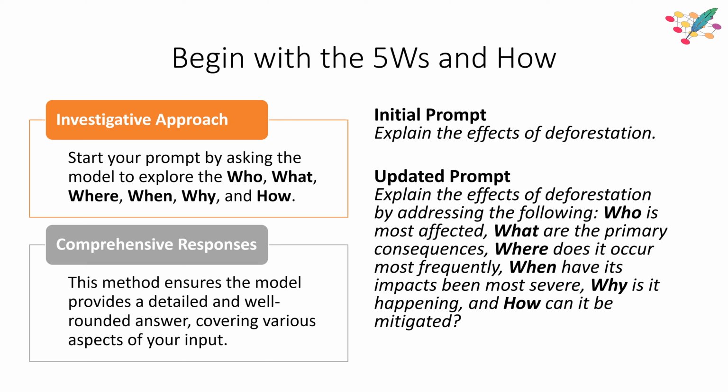Just like in an English class on effective essay writing, let's look at how to use the 5 W's and how in your prompts for a more comprehensive response. By asking the model to investigate who, what, where, when, why, and how, you encourage it to dive into different angles of the topic. Structuring your prompt this way ensures the model provides a well-rounded, detailed answer that covers all important aspects.